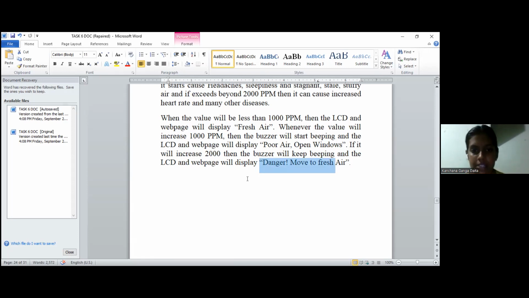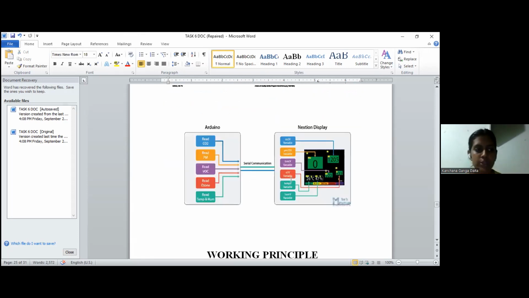For example, this is the serial communication, like I2C or SPI. It will read CO2, particulate matter, VOC, ozone, temperature, humidity, and pressure. All those will be given to particular variables of the Arduino: CO2 variable, PM2.5 variable, VOC variable, O3 variable, temperature variable, humidity variable, pressure variable.